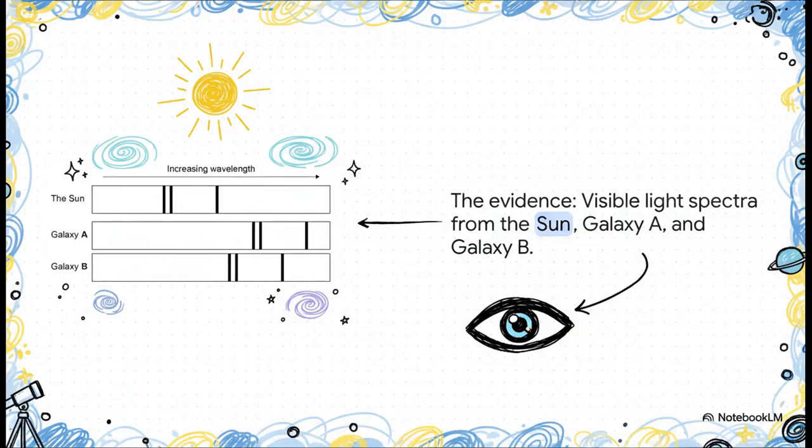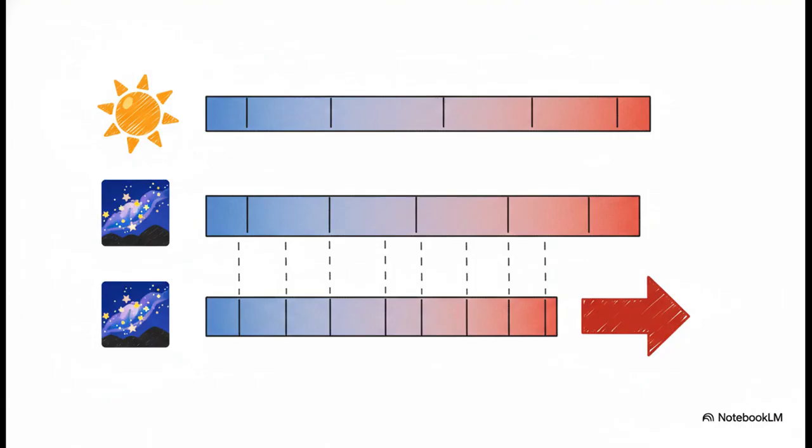Okay, take a good look at the evidence on screen. Each spectrum has a unique pattern of dark lines. You can think of these like cosmic fingerprints. They're called absorption lines, and they tell us what stars are made of. Now look closely at the pattern for the sun, and then compare it to the patterns for galaxy A and galaxy B. And this is it. This is the key observation. The pattern of lines for the galaxies is exactly the same as the sun's.